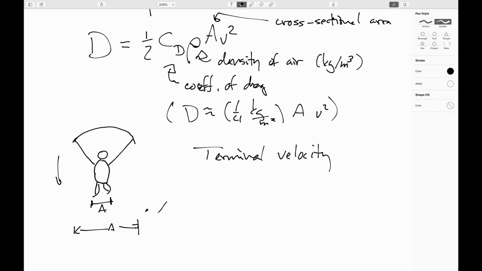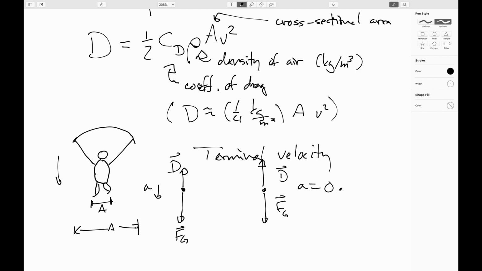So at first, when the skydiver is falling, their free body diagram might look something like this. Force of gravity down, drag up, and they're accelerating down as a result. But when they get to terminal velocity, what's going to happen is their force of gravity down and their force of drag up are equal.